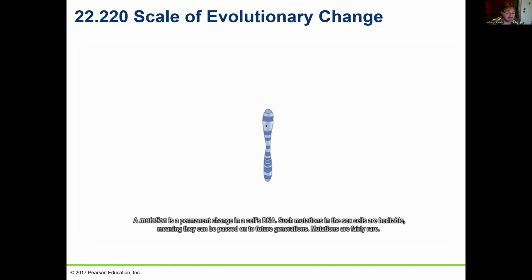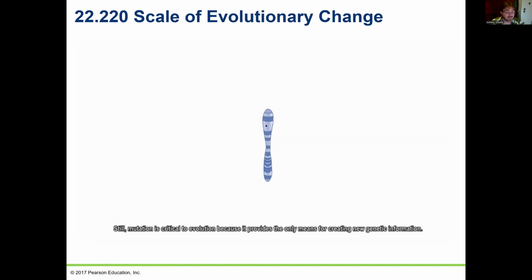Such mutations in sex cells are heritable and can be passed on to future generations. Mutations are fairly rare. Still, mutation is critical to evolution because it provides the only means for creating new genetic information.